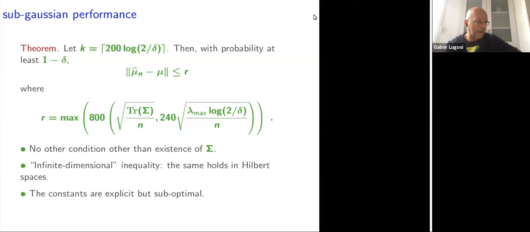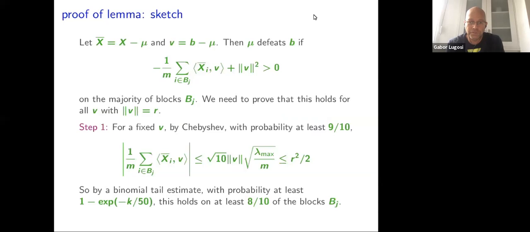All right, so let me just flesh out the ideas of the proof very quickly. We have to prove that mu defeats every point that's far away. Okay, so let's just center everything. So instead of b, let's write b minus mu, and instead of x. So if you wish, we can just assume that the mean equals zero. Okay, so then mu will defeat b. If we rewrite the definition, it means that on the majority of the blocks we have this inequality. And this has to hold for all vectors whose norm is greater than r. But it's very easy to see that it's enough to prove it for when the norm actually equals r, because that will imply that we beat everybody also farther away.